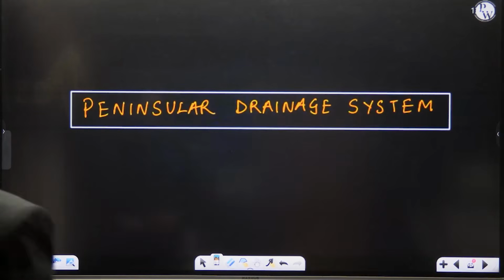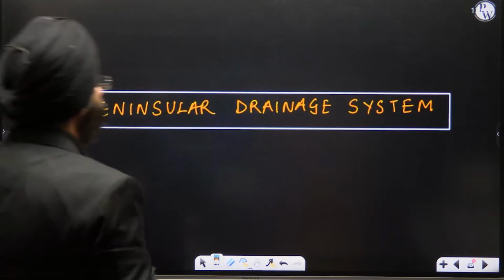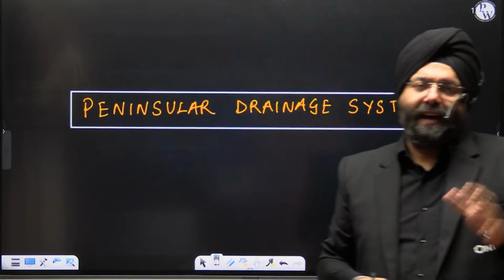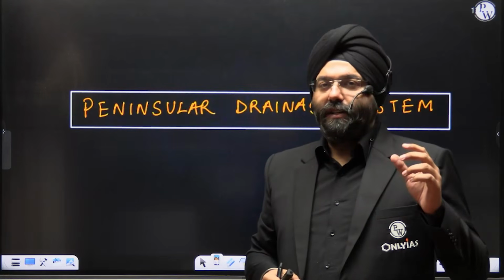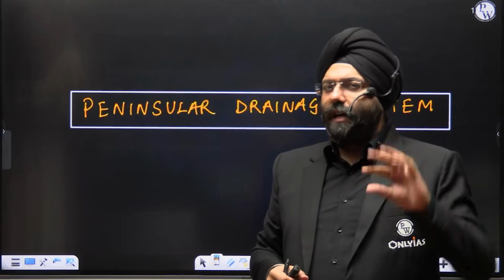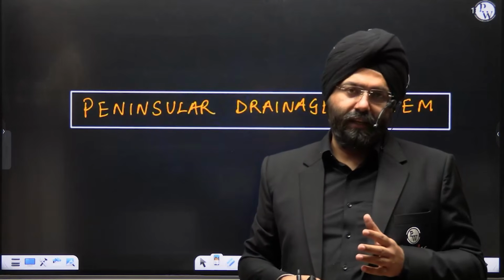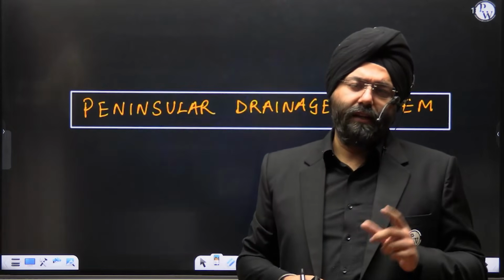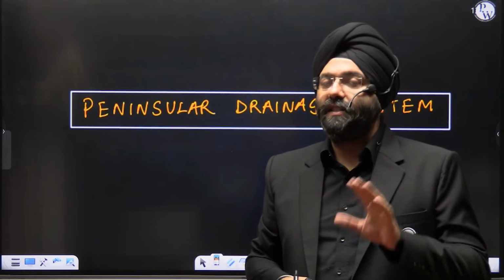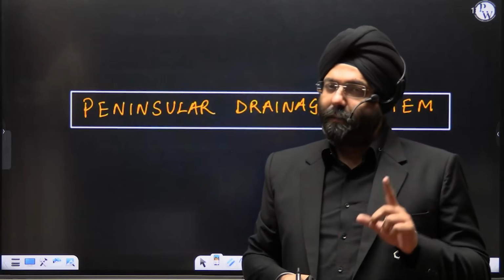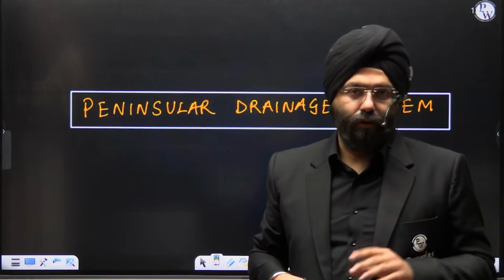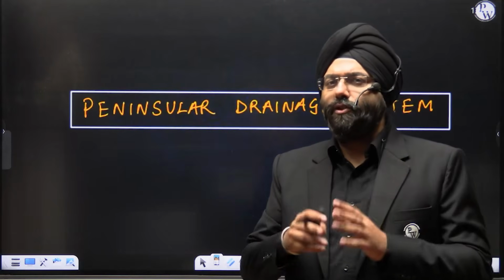Next comes the peninsular drainage system. Again, bache, the peninsular drainage system becomes very, very important because the rivers of the peninsula are a little bit different from those of the Himalayan region. Because as I told you in the beginning also, the Himalayan rivers are fed by the glaciers as well as the rainfall. The peninsular rivers are fed majorly by what? The rainfall. So automatically there's a lot of difference also.